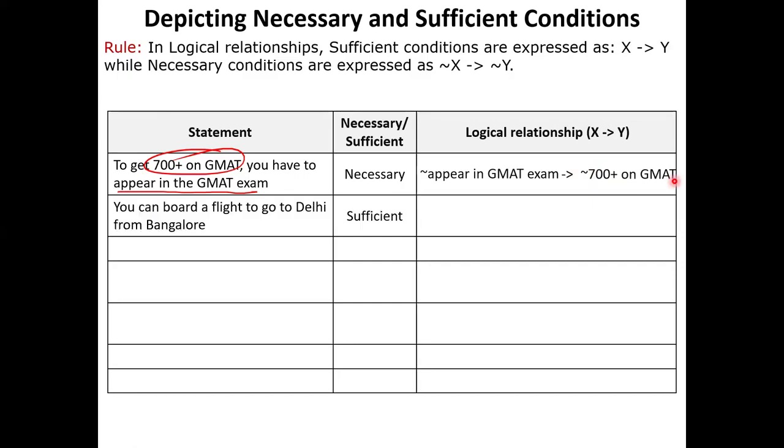All right. Okay. You can board a flight to go to Delhi from Bangalore. I think this should be easy. What's the cause here? Board a flight. And what's the effect? Go to Delhi from Bangalore. On the last slide, we identified boarding a flight as a sufficient condition. Since it's a sufficient condition, how would this be expressed logically? Very nice. Board a flight, then go to Delhi from Bangalore.